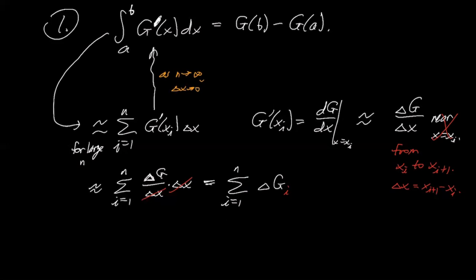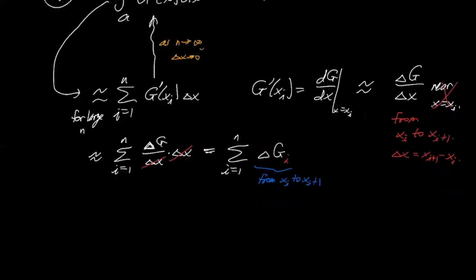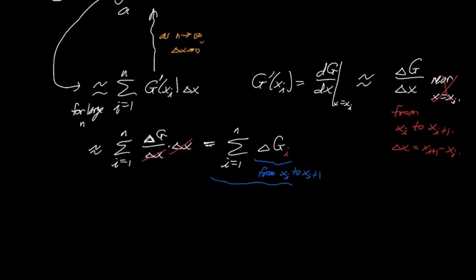I think that's probably making it sound too complicated. What I mean is that this right here is the change in g from x sub i to x sub i plus 1. And so you're basically adding up all the little changes in g. Add up all the small changes in g.